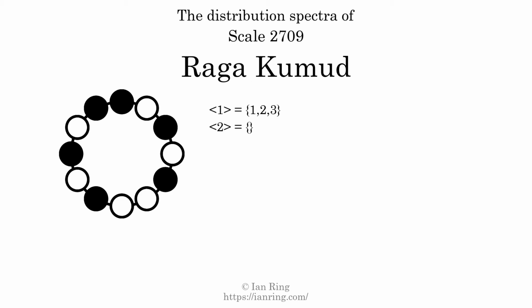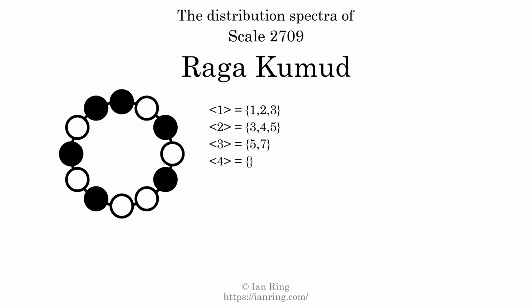The generic interval of 2 scale steps comes in 3 different specific interval sizes: 3 semitones, 4 semitones, and 5 semitones. The spectrum width of this generic interval is 2. The generic interval of 3 scale steps comes in 2 different specific interval sizes: 5 semitones and 7 semitones. The spectrum width of this generic interval is 2.